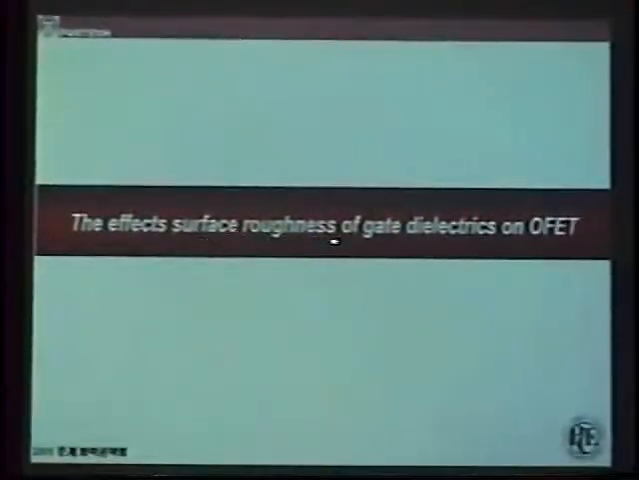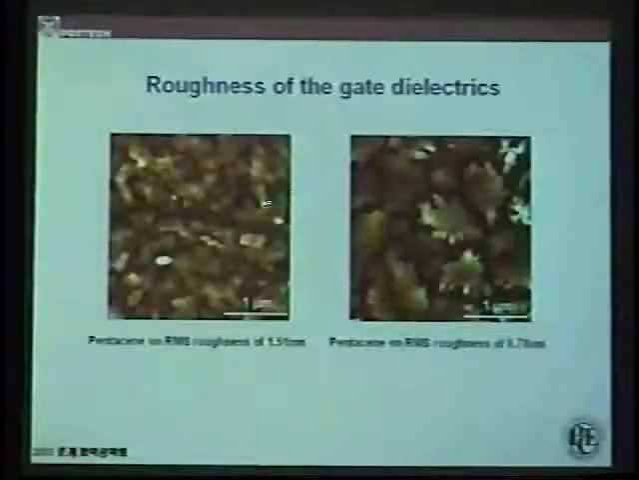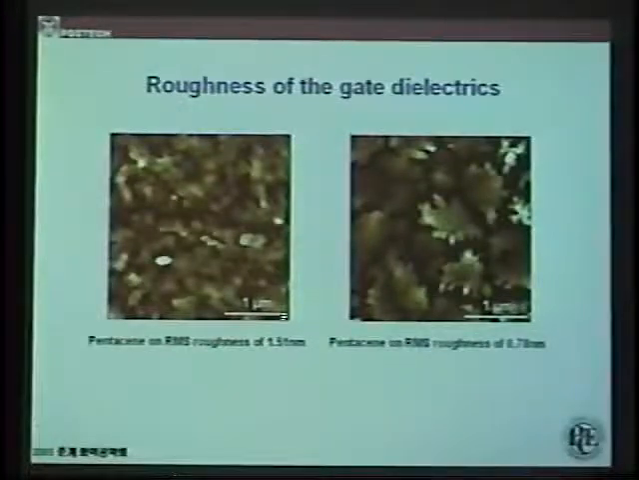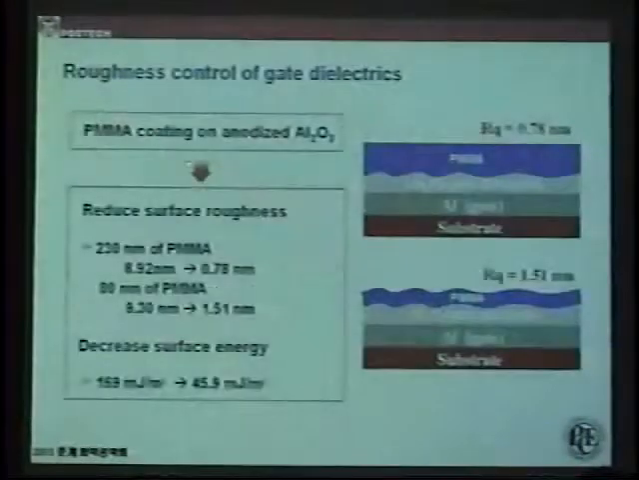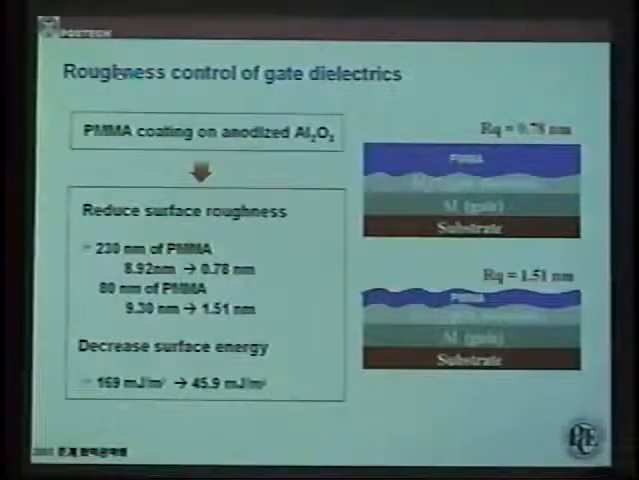The surface roughness effect. The surface roughness is reduced to 7 angstrom from 15 angstrom, and the grain size is much larger than before. So we studied the morphology of pentacene by XRD and NEXAFS, and also studied the device characteristics. So we try to investigate the effect of roughness.